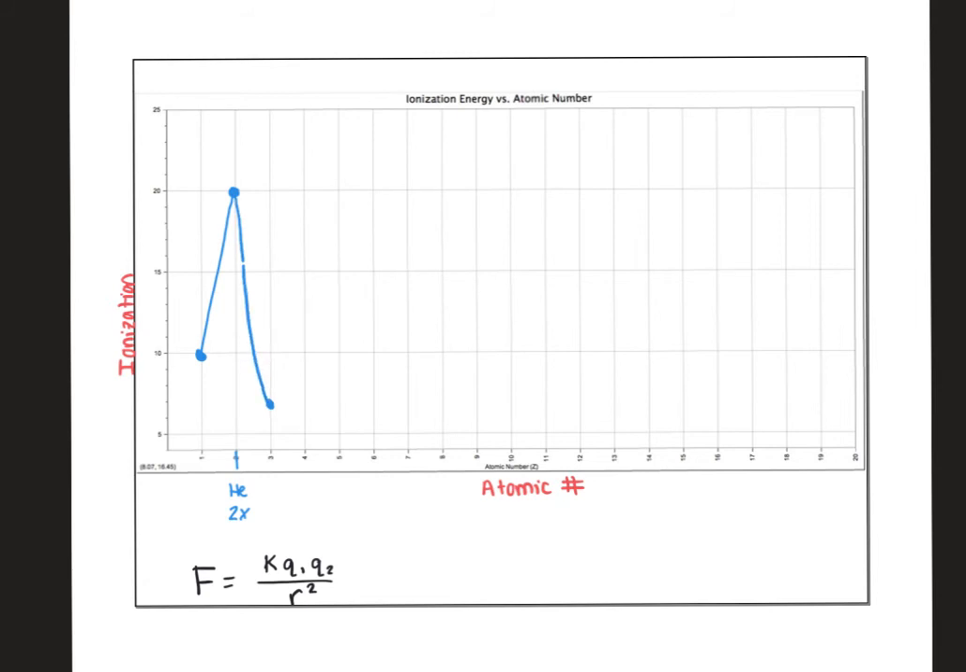I want you to try this for elements 1 through 20, make the graph. Remember, as we go across, we add Zeff, so we're adding attraction, but then when we go down to the next row, we're going to have to drop off because we're adding more distance, and more distance means less attraction. Pause the video and try to make this graph.